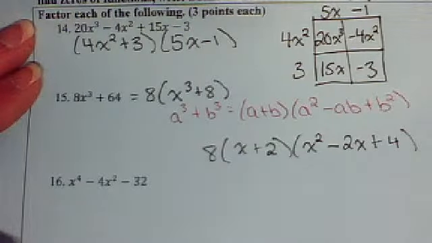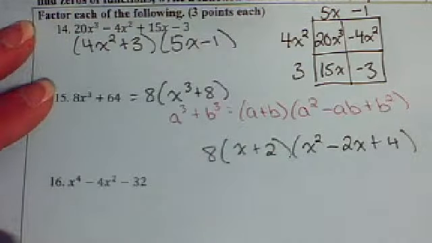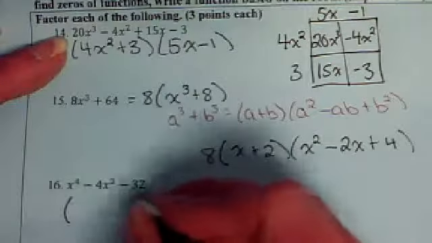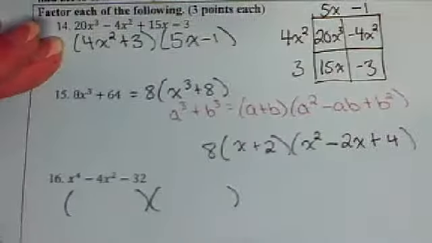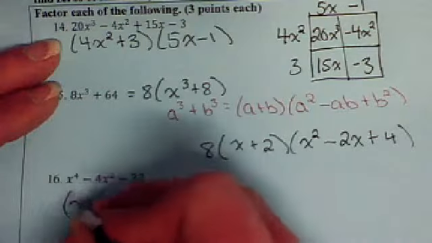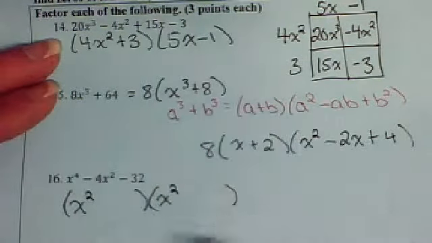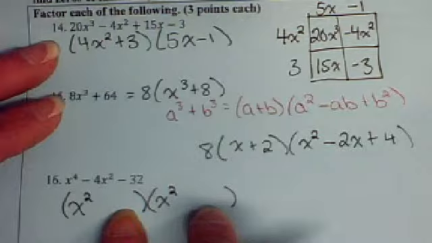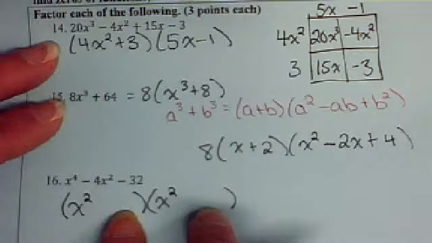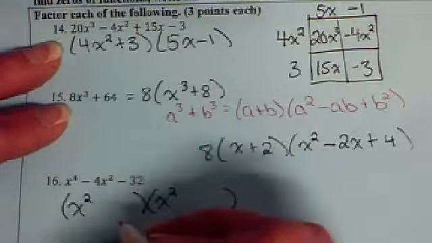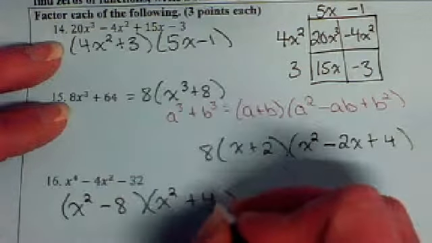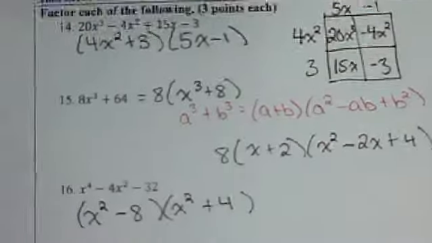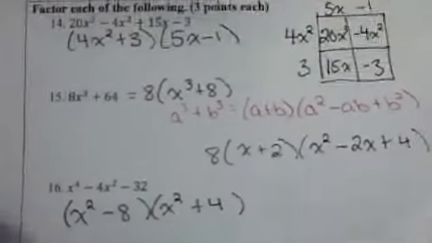Now, this one, really crazy, but actually quite easy. Since there's nothing in front of that first one, we can actually do it from here. What's going to multiply together to give me x to the fourth? What's going to multiply together to give me a negative 32, but add to be a negative 4? That would be 8 and 4, right? Have to be a negative 8 and a positive 4. Neither of these are difference of squares, so we're done. You could have also used the box method on that one.